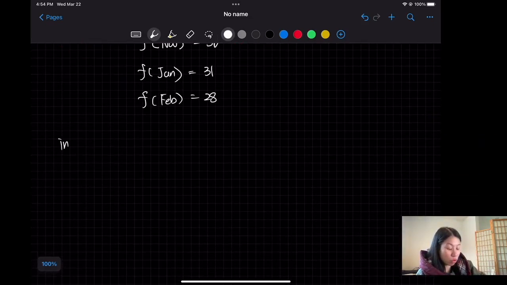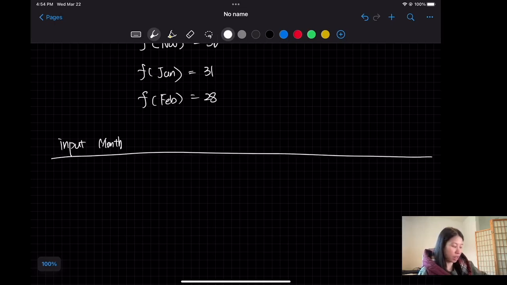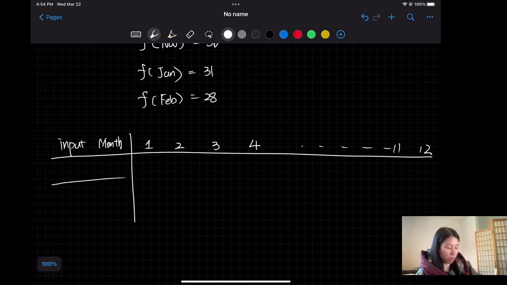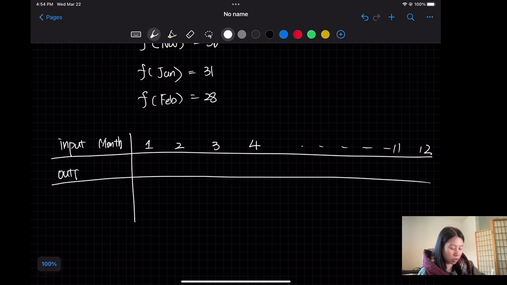For the table, usually in our first row, first column, we will have our input, which in our case would be the name of the month, right? We don't have to use English letters. We can also use numbers such as 1, 2, 3, 4, to 11 and 12. We have 12 months in total. And then what will be our output? Output is usually the second column, which is the number of days.